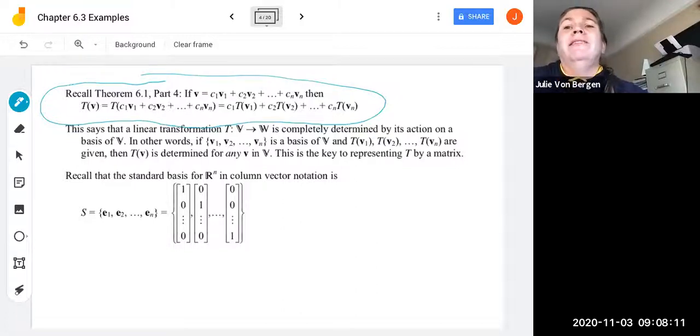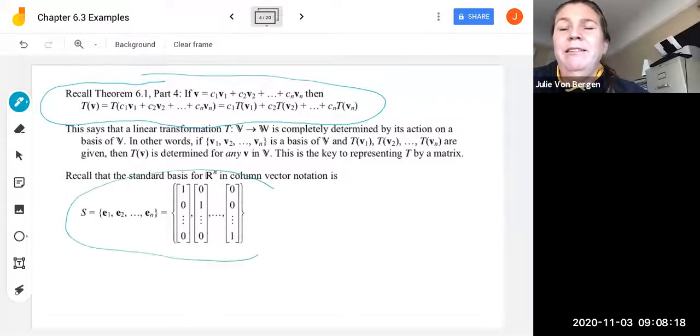So we're going to make use of the standard basis. Recall that the standard basis for Rn in column vector notation is this: 1 followed by n minus 1 zeros, and then a 0 with a 1 followed by remaining zeros, filling up the n column spaces, and so on until we get to the vector that's all zeros with a 1 in the bottom row. These are our standard basis vectors that we call e1 through en. We're going to use those to construct the matrix representing a transformation.